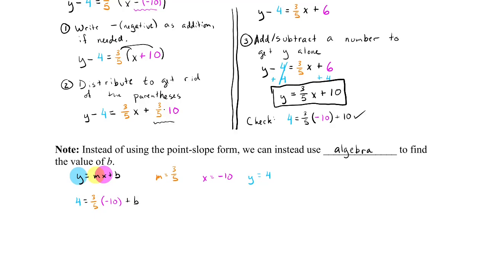And now we just need to solve for b. So we'll multiply 3/5 times -10. We'll get 4 equals -6 plus b. And now we want to eliminate the -6, so we'll add 6 on both sides. And we'll get that b is 10. And so our equation again is y equals 3/5 x plus 10.